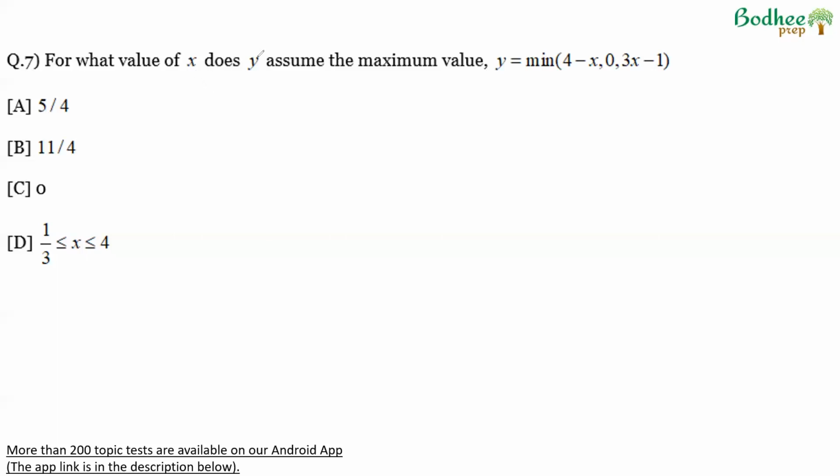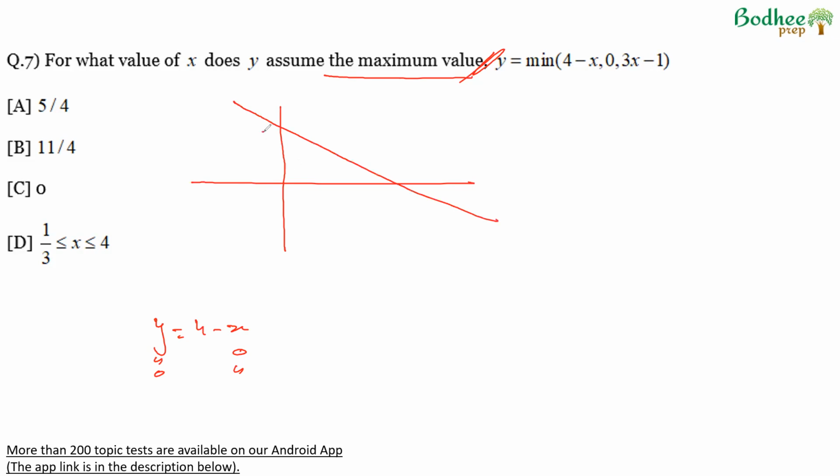For what values of x does y assume the maximum value? y is defined as the minimum of 3 functions: 4 − x, 0 and 3x − 1. Let us simply draw the curves. If I say y is equal to 4 − x, when x is 0, y will be 4. When y is 0, x will be 4. And therefore, we get a line like this passing through (0, 4) and (4, 0). y is equal to 0 is this line.